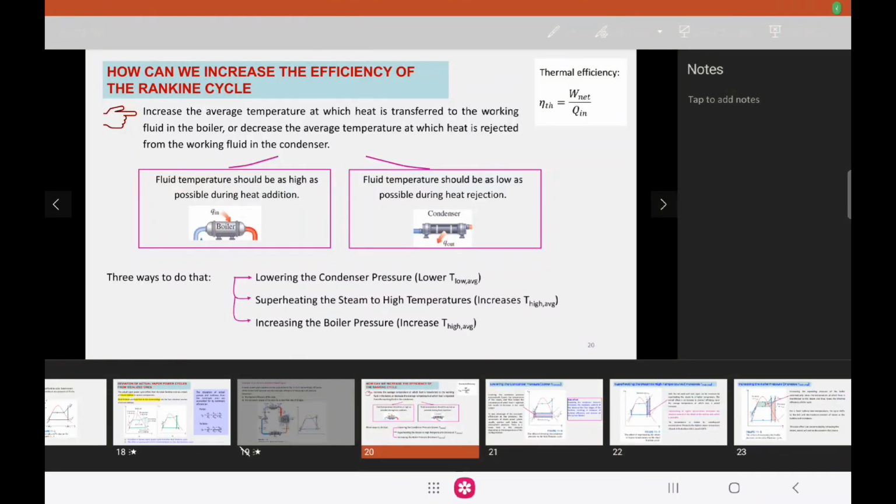We have seen that the actual cycle deviates from the ideal Rankine cycle. So we want to know how we can increase the efficiency of the Rankine cycle. To increase the efficiency of the Rankine cycle, there are two principles that we go by. First, either we increase the average temperature at which heat is transferred to the working fluid in the boiler, or we decrease the average temperature at which heat is rejected from the working fluid in the condenser. There are three ways to do this. First is by lowering the condenser pressure. Second, by superheating the steam to high temperatures. And third, by increasing the boiler pressure.